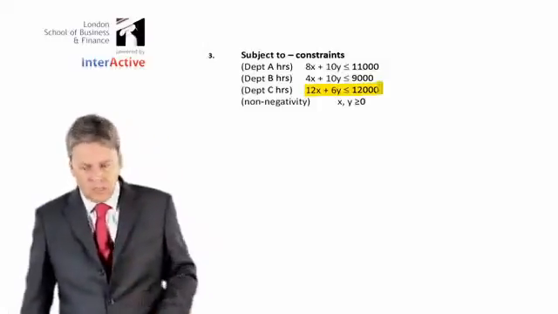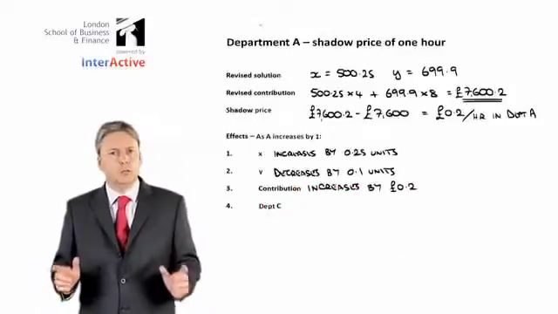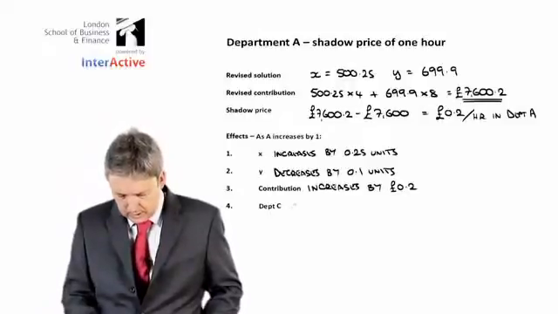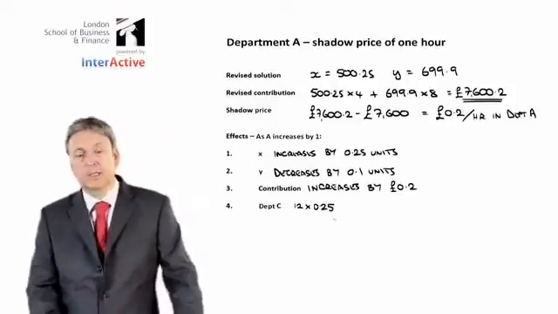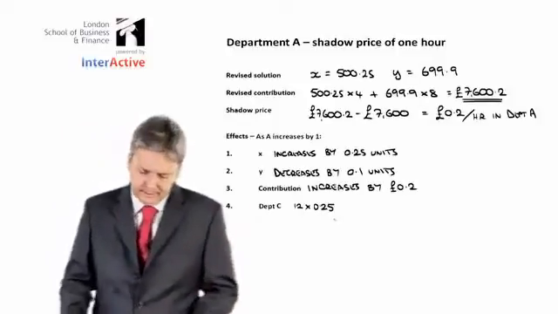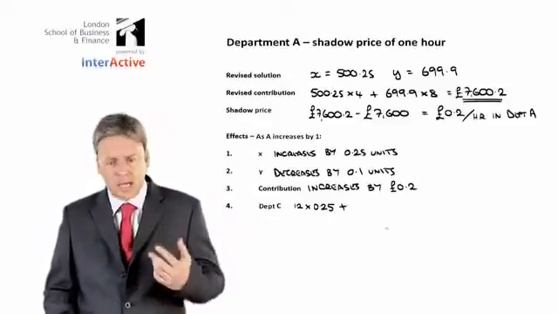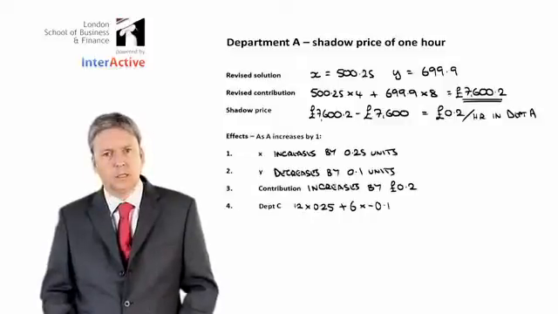So hold on a moment. Couldn't we do something like this? In Department C, each unit requires 12 hours of X. And we've said that we're going to have 0.25 more of X if we introduce one more hour in Department A. In Department C, each unit requires 6 hours of Y. And we're going to produce, what was it, 0.1 less of Y.